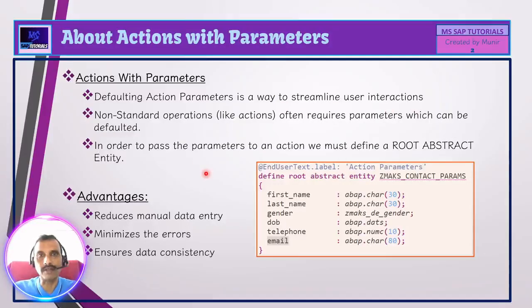Not only that, for example, if you want to change a few of the values in a particular BO instance, then again it will be easy for us to implement. Now, in order to pass these parameters, we should always define an abstract entity. Root is not needed, but an abstract entity will work here. What are the advantages? It reduces the manual entry, minimizes the errors, and ensures that the data is consistent.